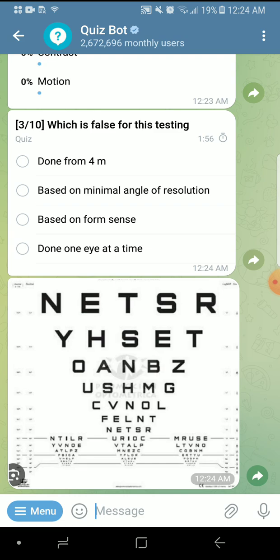Now this is again for form sense but not Snellen's. This is the Early Treatment of Diabetic Retinopathy Study chart, done from 4 meters, but it is based on the logarithm of MAR. That's why it is known as the logMAR chart. Snellen's is based on the MAR chart. It is based on form sense, and all the tests are done one eye at a time, yes, except the near vision chart, which is the next question. So B is incorrect because it is based on log of MAR.